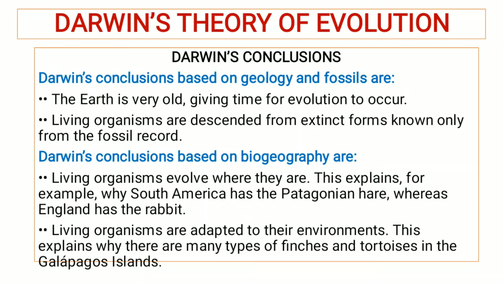This explains why there are many types of finches and tortoises in the Galapagos Islands. The observations of finches and tortoises there indicated that there were 14 species of finches. All of these species might have evolved from a single type of finch, according to Darwin. These 14 species evolved according to the habitats in which they were present, and specific characteristics that enable them to feed upon their particular diet accumulated in their populations with the passage of time.